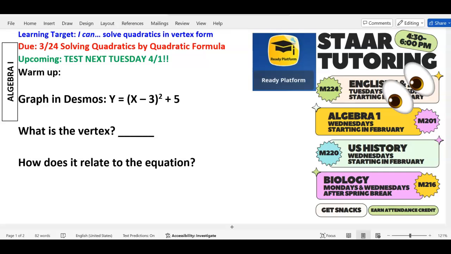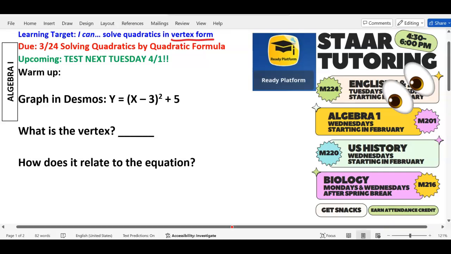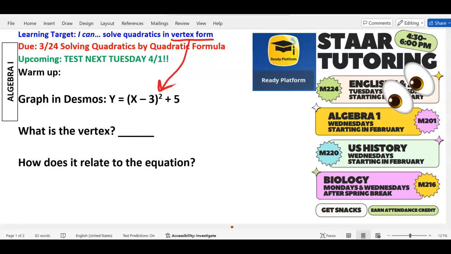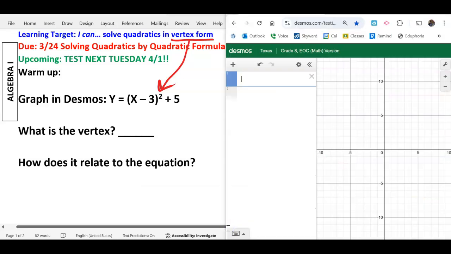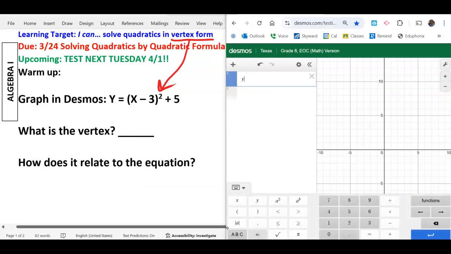We got a new notes assignment to go over. So, kind of more of the same with a new twist. But there's another form of quadratics that you're going to see, and it is called vertex form, which looks like that. Cool. Well, let's go ahead and do what it says, graph it in Desmos. So y equals x minus 3 squared plus 5.